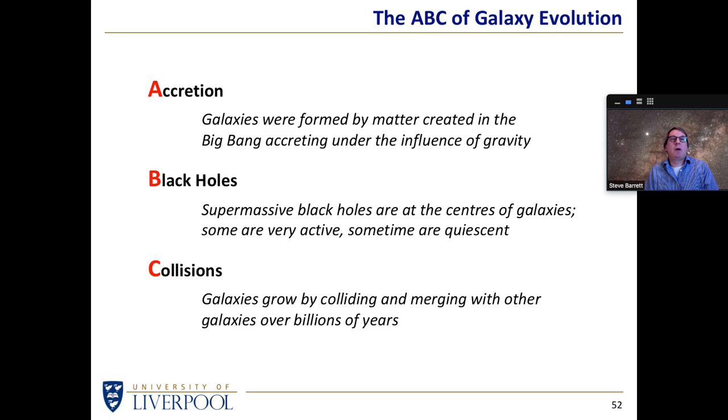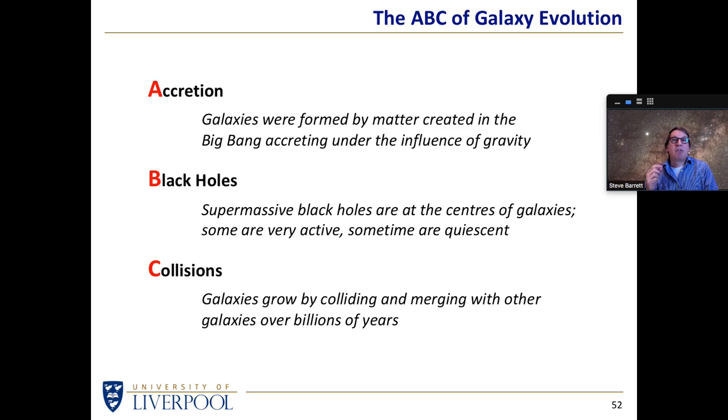So I've been telling you about the ABC of galaxy evolution. A is for accretion, because galaxies form by the accretion of matter that was created in the Big Bang, the accretion under gravity. The middle of most galaxies have a huge black hole. Some of those black holes are feeding on the surrounding matter and producing huge amounts of radiation. Some of those black holes are quiet, like the one at the centre of the Milky Way, in which no matter is falling into the black hole, and so we don't have an active galactic nucleus in our galaxy.